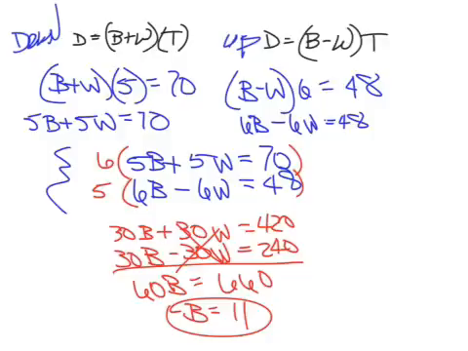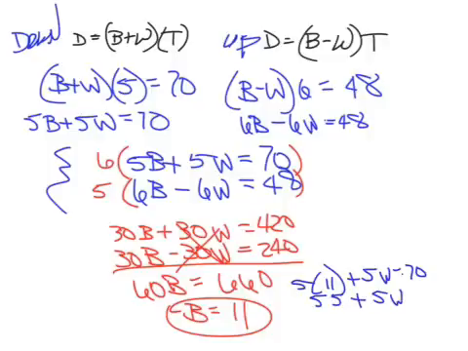So I just go ahead and grab any of these equations, doesn't really matter which one, and put 11 in. So I'm probably going to pick one of these two. I mean, I could pick this one, but then I'd have to distribute, and this is already distributed. So in blue here, I've got 5 times 11 plus 5w equals 70. So 55 plus 5w equals 70. So 5w, 70 minus 55 is 15. So w equals 3. So that's the speed of the water.